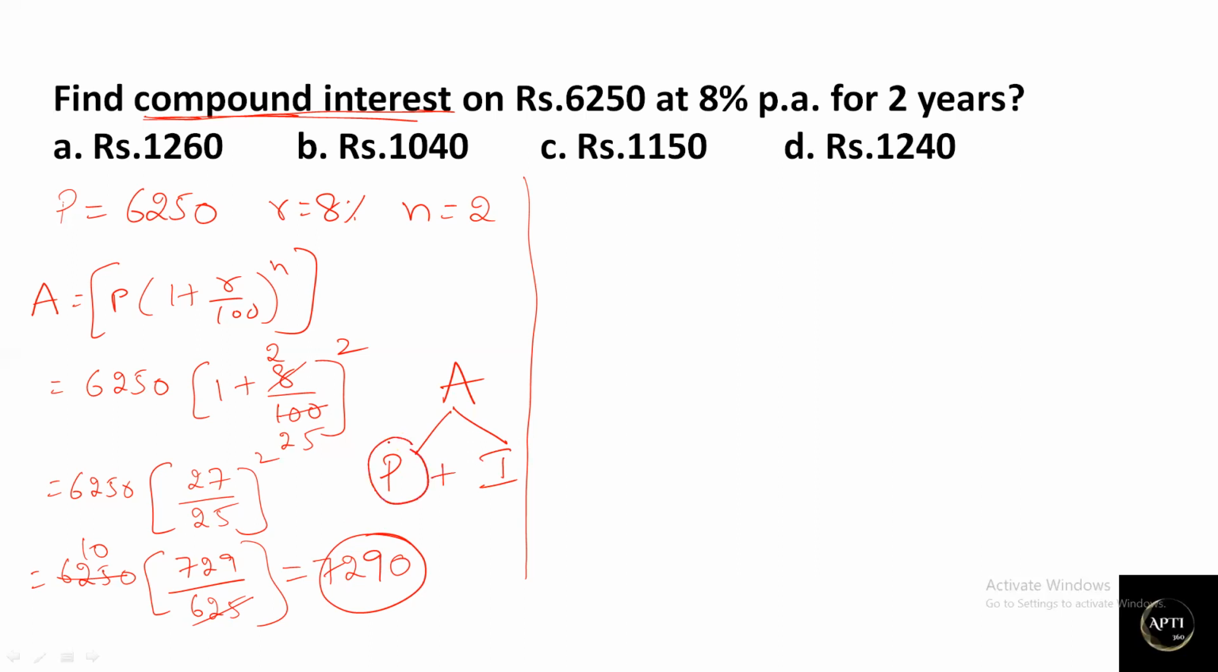Now, how will you get interest, either it may be simple interest or compound interest. In the question they have asked compound interest. How will you get this interest? When you subtract principal amount from total amount. What is the principal amount? 6,250. 7,290 is the total amount, minus principal amount, gives you 7,290 minus 6,250, which is 1,040. So 1,040 rupees is the compound interest. This is how we can solve by using the formula.